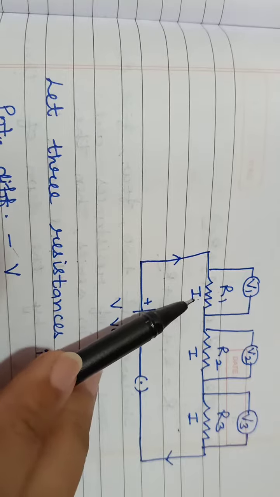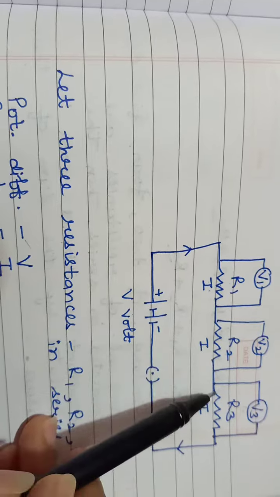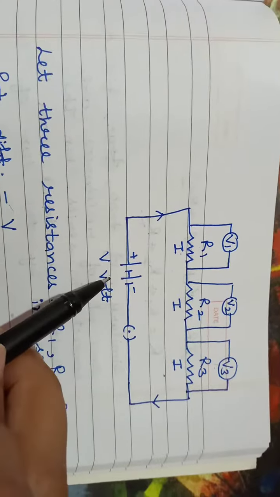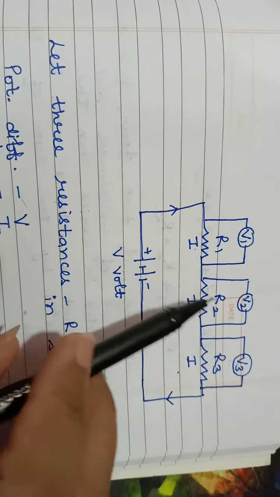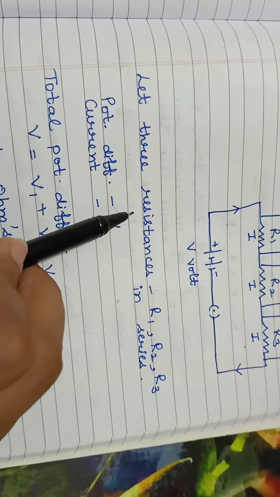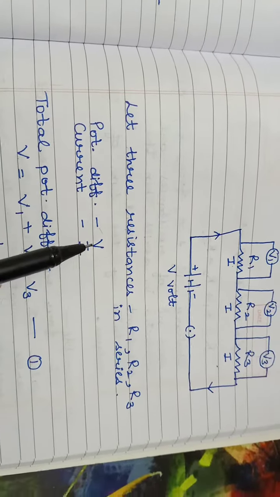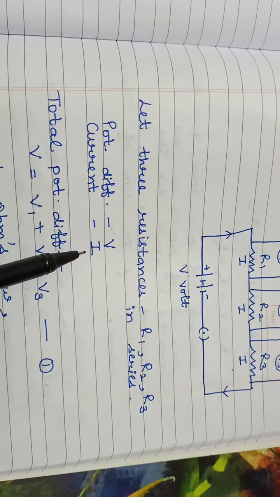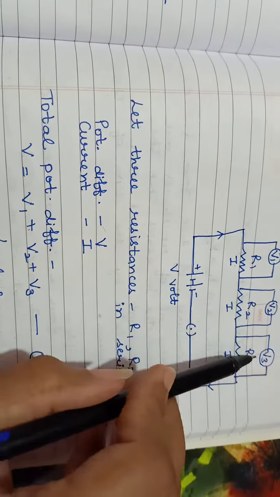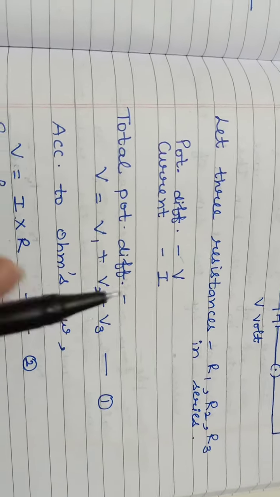But as we have done, the current will be the same, so the current in all the resistors will be I, and there will be the battery of V volt connected across these three resistors. Now let the three resistances R1, R2 and R3 be connected in series and their total potential difference is V and the current will be I. The total potential difference is the combination of these three, V1, V2 and V3. So we have the first equation: V is equal to V1 plus V2 plus V3.